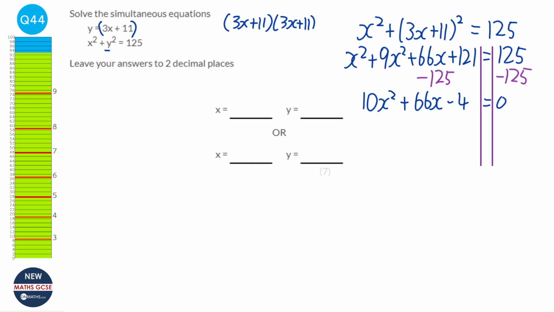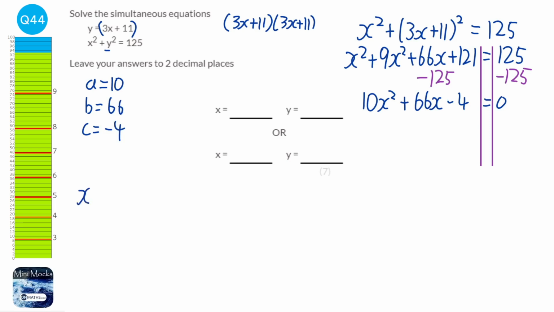Now it says it wants our answers to two decimal places, so chances are these won't factorise nicely, so we're going to use the quadratic formula. We need to find out what a, b and c are. a is the coefficient of the x squared, which is 10. b is the coefficient of the x, which is 66, and c is the number on its own at the end, which is minus 4.